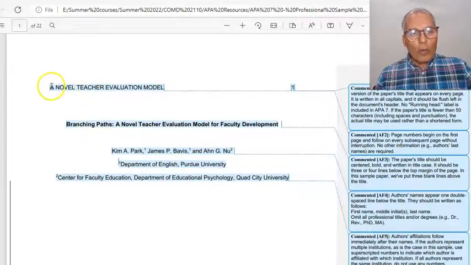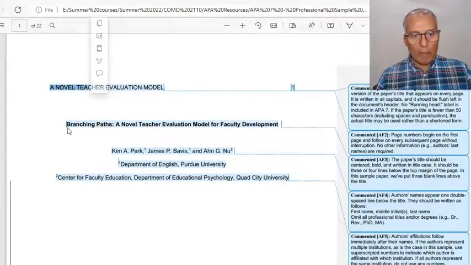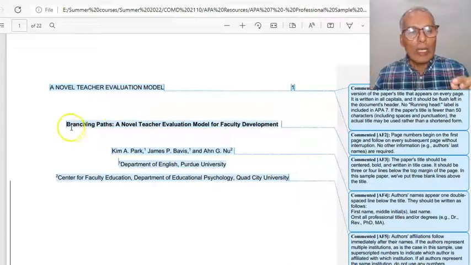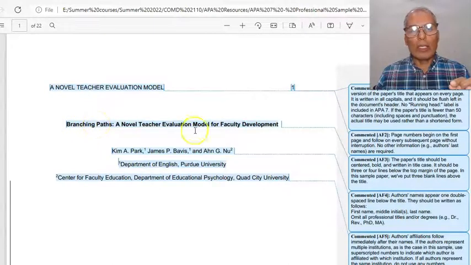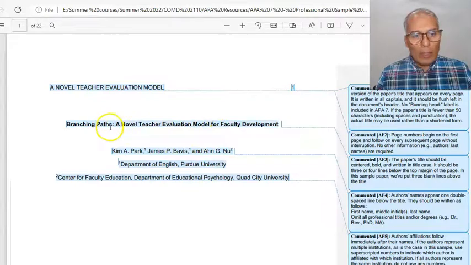So first, this is the running head, and it has to be all capitalized. The title of the paper is centered and bold. You notice it begins with an initial capitalized. All the initials are capitalized except for prepositions. Here, Branching Paths, that's the general title.